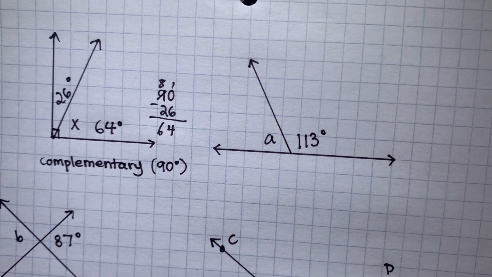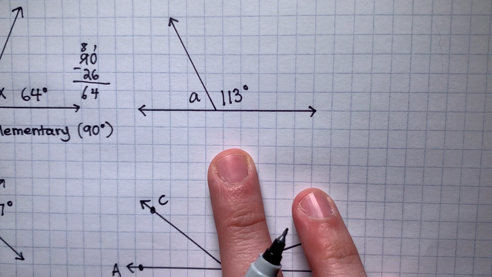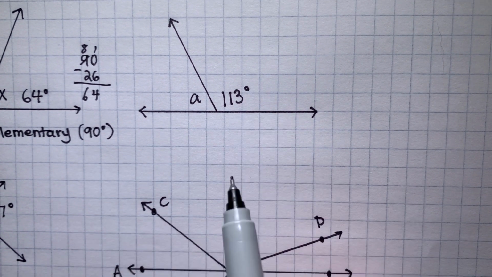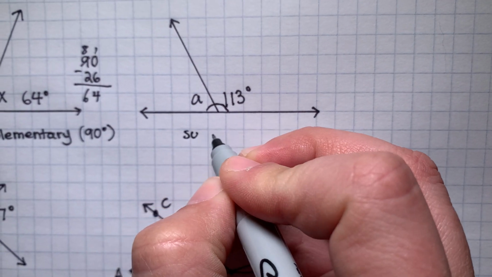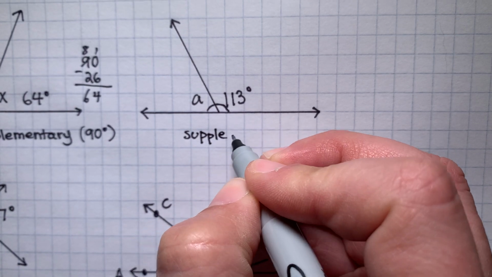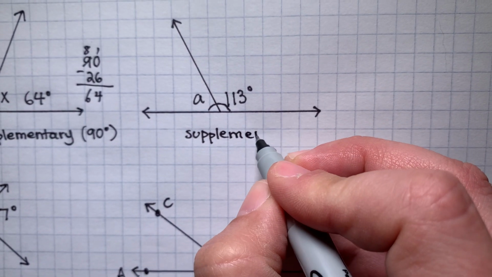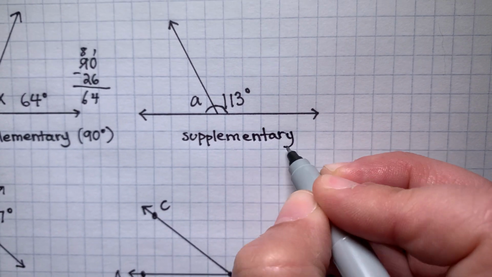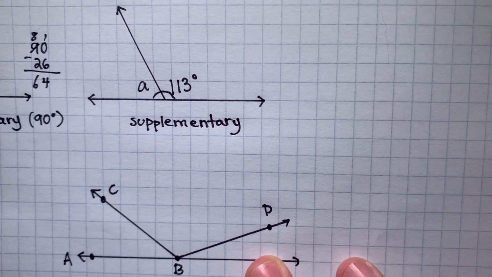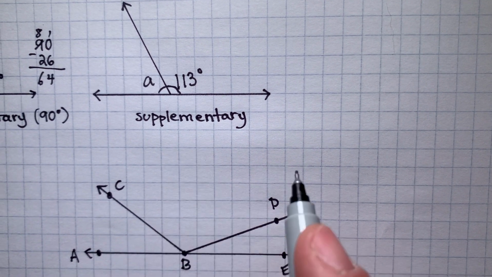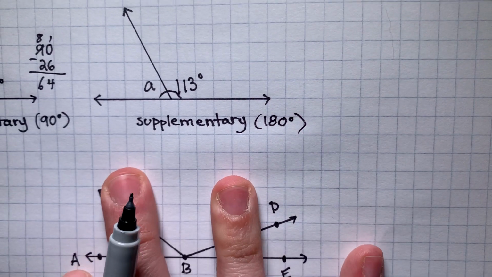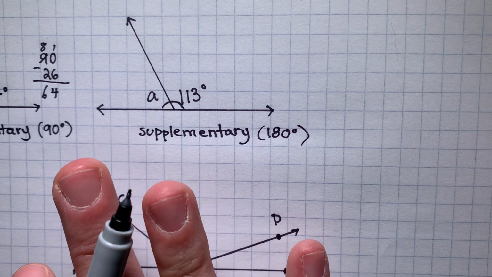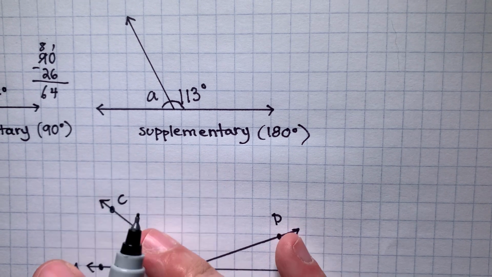So those are complementary. Now, if we come over here, we've got two angles that make a straight line. And angles who have a sum of 180, which is also the angle measure to create a straight line, are called supplementary angles. So again, those add up to 180 degrees. It could be two angles, it could be three angles, it could be four angles.